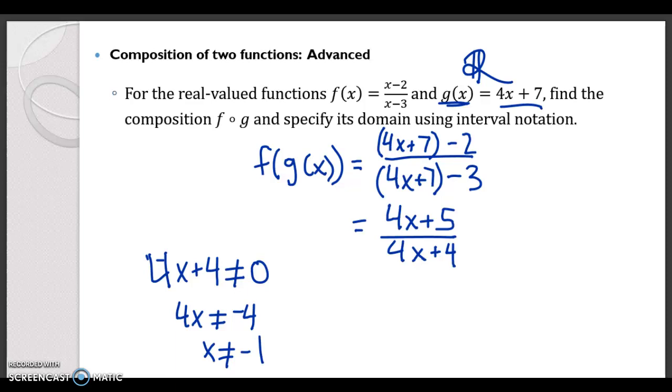So if x cannot equal negative 1, that means I can't initially put it into here, right? G of x didn't actually affect my domain, but I could go from negative infinity all the way to negative 1, and then I could go from negative 1 to infinity, and everything will be good. So that's composition of two functions advanced.